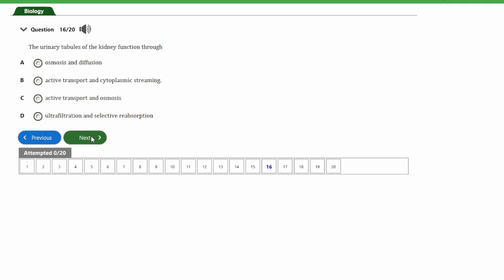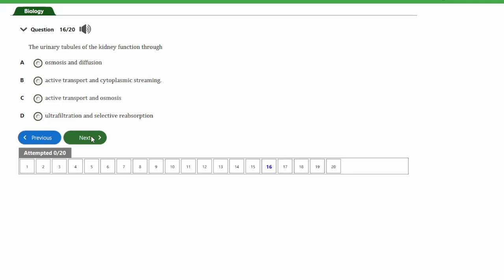So the urinary tubules of the kidney function through ultrafiltration and selective reabsorption. So ultrafiltration is a process where the blood pressure forces the small molecules such as the water, glucose, amino acids, urea, salts, and the rest of them to go across the walls of the glomerular capillaries, that's the glomerulus, and then into the Bowman's capsule, and then they now get down through the proximal convoluted tubule to the descending limb, to the loop of Henle, and then to the ascending limb, and then to the distal convoluted tubule.